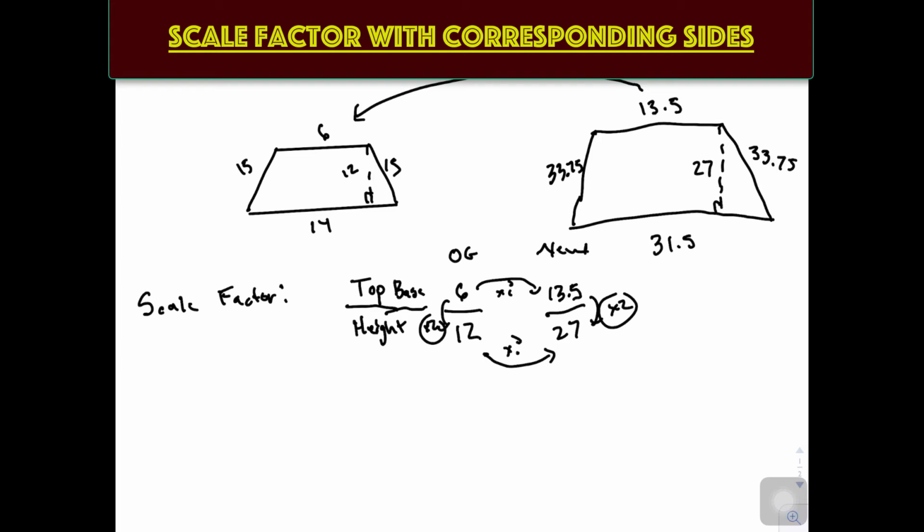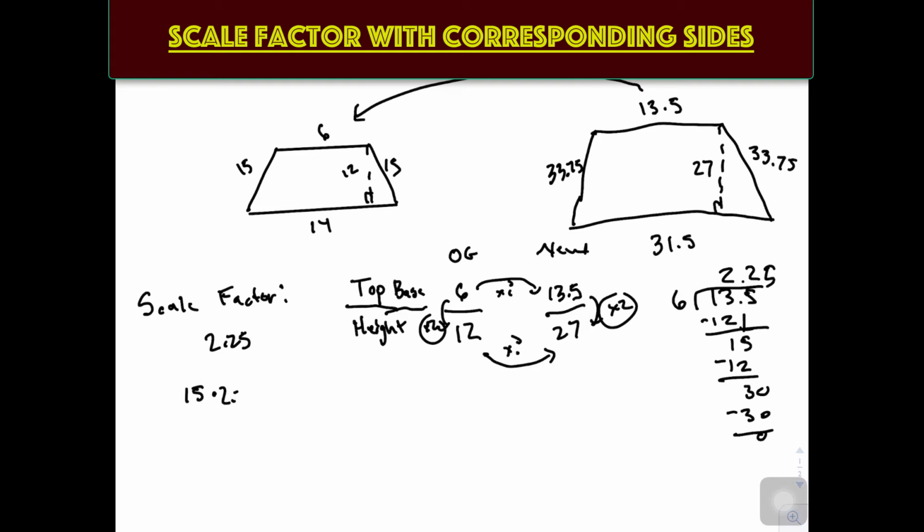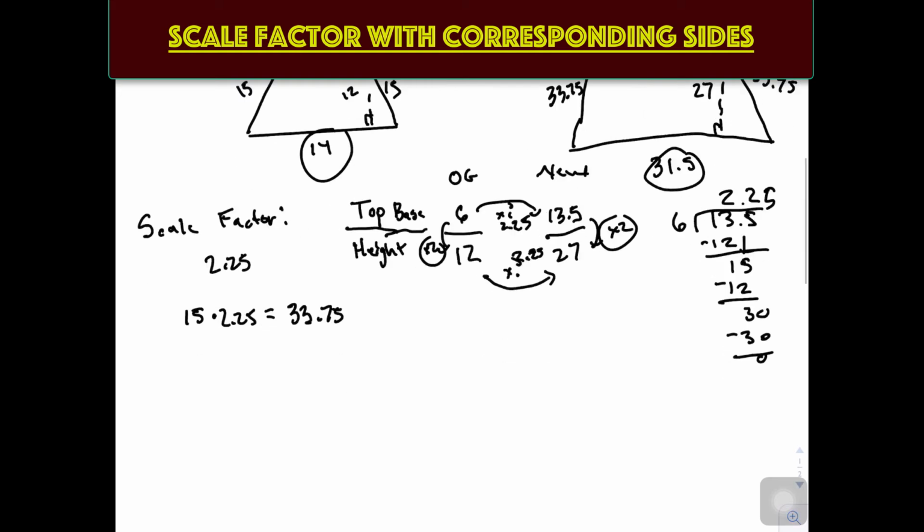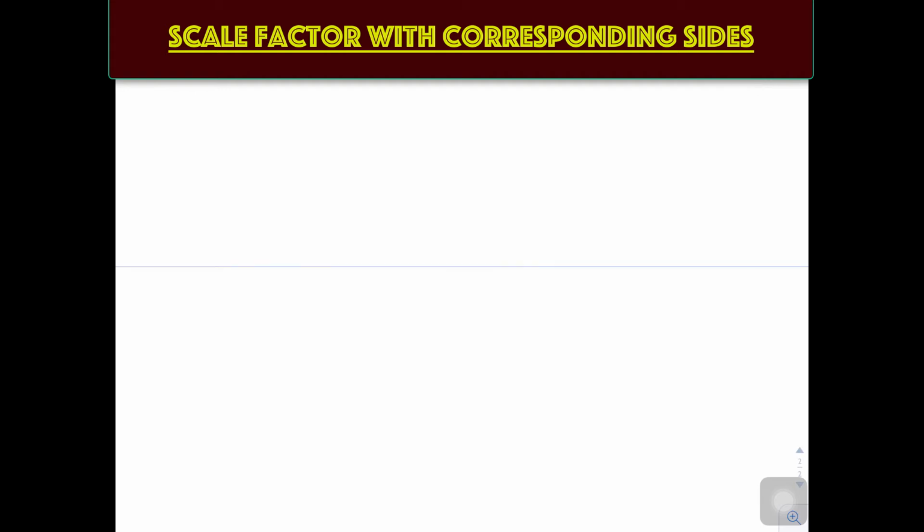So I could have determined that from the very beginning. I could have gone 6 times what equals 13.5. The best way to just do this is to divide. We have 13.5 divided by 6, which is going to end up giving us 2.25. Our scale factor is 2.25. And if I took the time to go through each one, I would realize that yes, 15 times 2.25 is in fact 33.75.